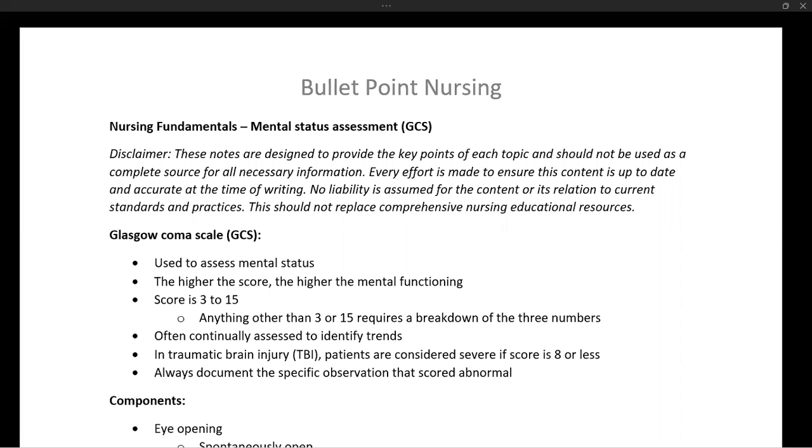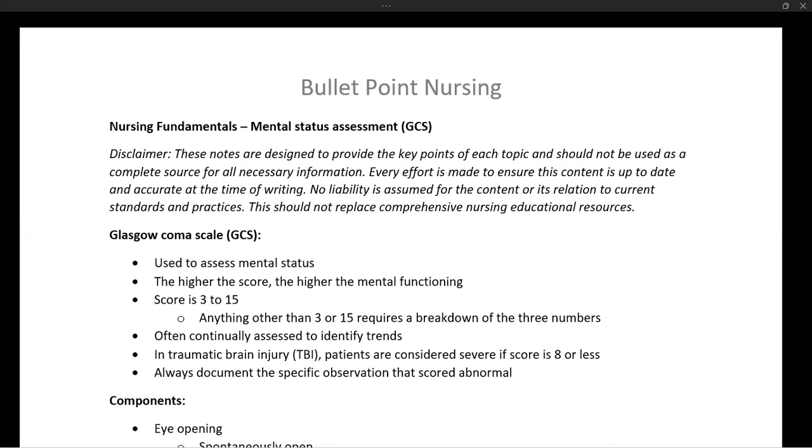Let's get started. Today we are looking at mental status assessment and specifically the Glasgow Coma score. You are likely already familiar with the ABCs of patient assessment, which is the airway, breathing, and circulation. The next step after that is D, which is disability, which includes the neurological exam. One of the most common tools used for a neurological exam is the Glasgow Coma scale. This is commonly referred to as a GCS, and it assesses the patient's mental status and mental functioning.